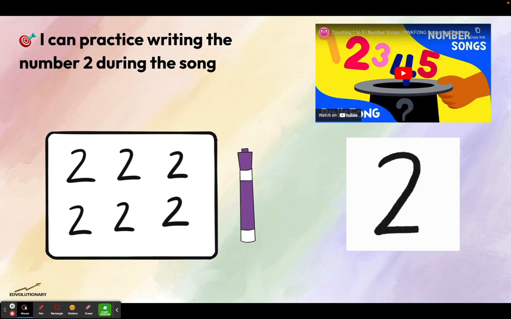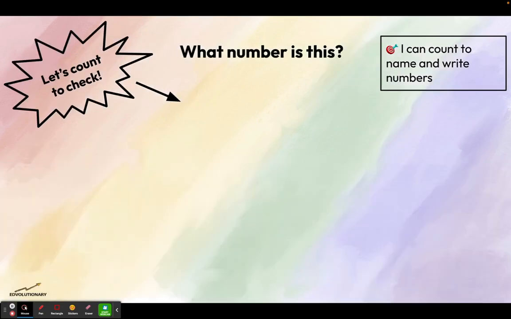So the song will play, and students will have a chance to practice the number, and you'll have a chance to walk around and check how they're doing and give targeted feedback. All right, then they'll reset their boards and we'll start with this beginning one.